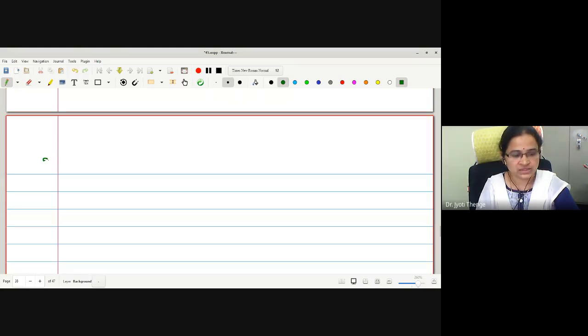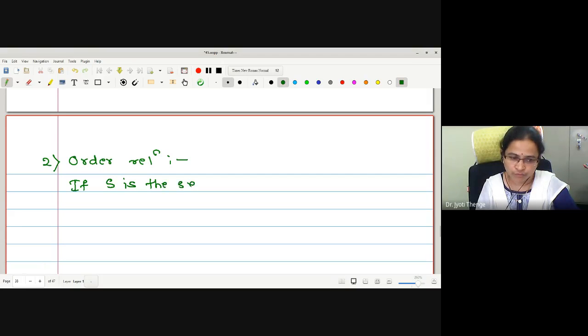Next, number 2, we will define an order relation. What is an order relation? If S is the set of self-adjoint operators, we can define an order relation.